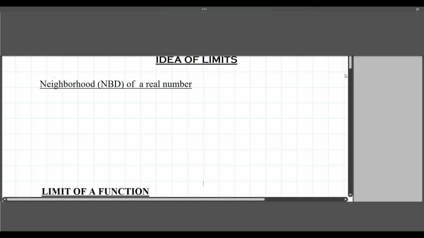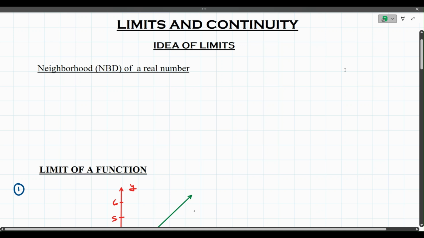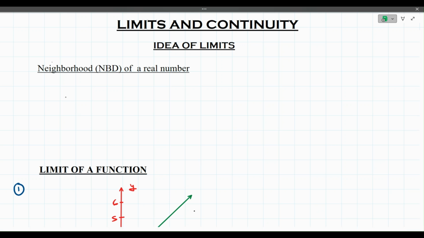Hello, in this lecture we are going to understand the idea of limits. To understand the idea of limits, first we'll try to understand the neighborhood of a real number. Let's consider a real number a and think about the smallest interval in which a can lie.